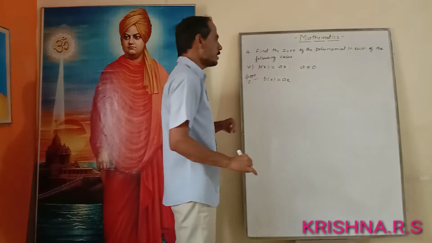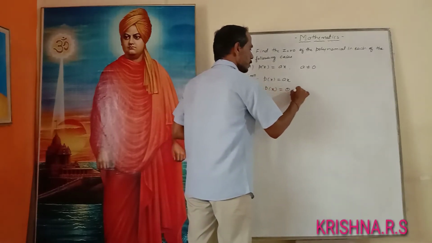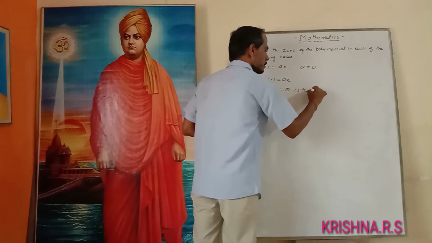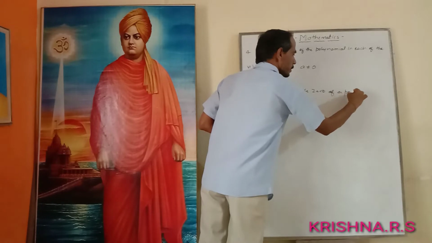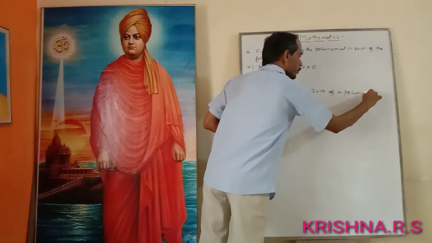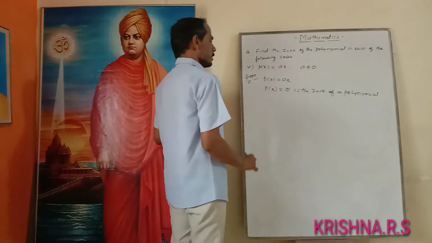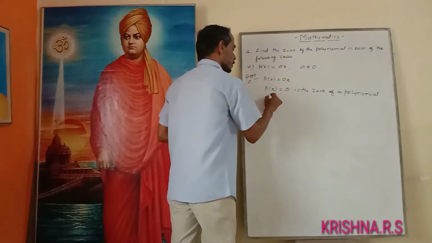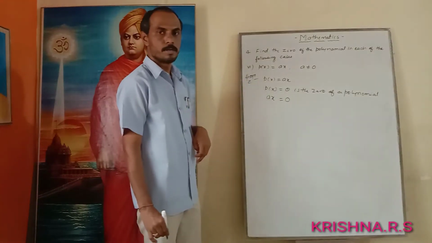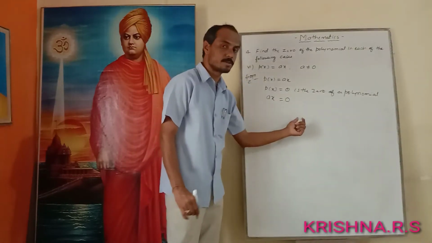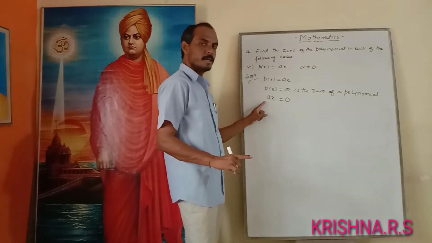The next step is what? P of x is equals to 0 is the 0 of a polynomial. Okay. Next step, P of x value right from the question. What is the question? Ax is equals to 0. Next step, we want x is equals to. What is the coefficient? A is there.